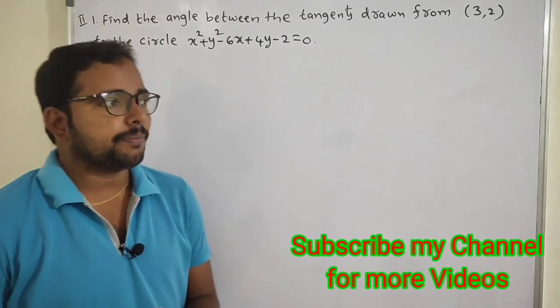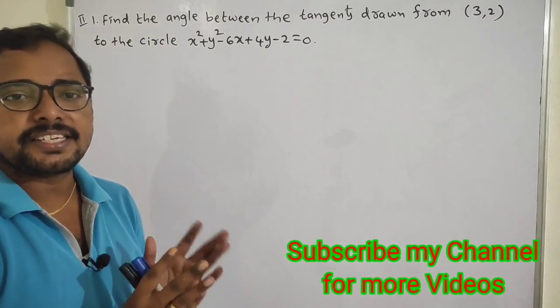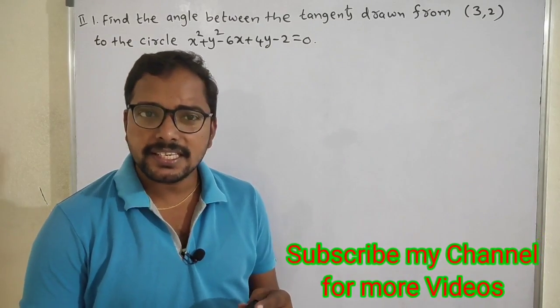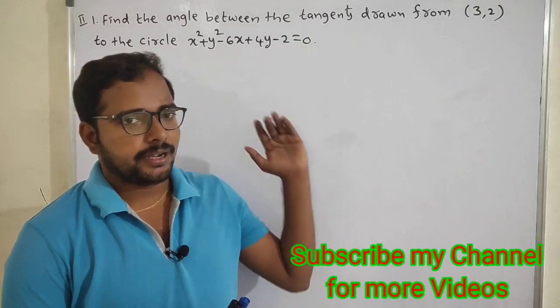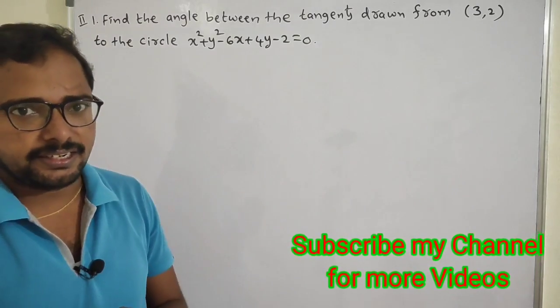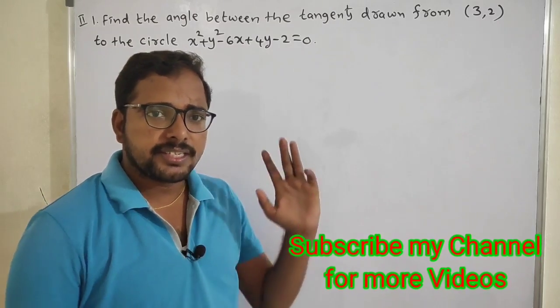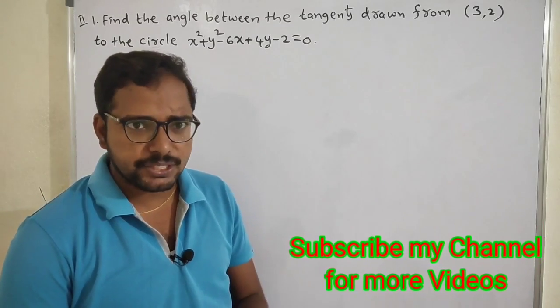In the last class we completed exercise 1D section 1, that is very important 2 marks questions. In this class we will do the remaining section 2 and section 3. Section 2 is very important for 4 marks. In section 3 also there are one or two problems, let us complete them.